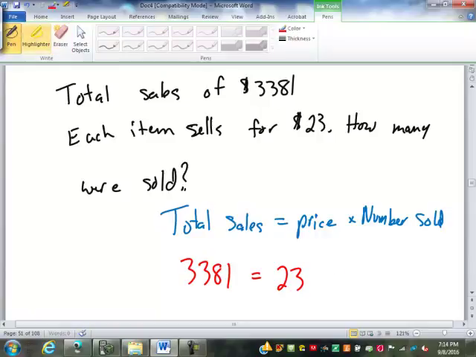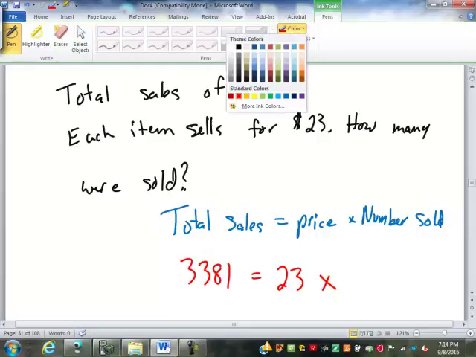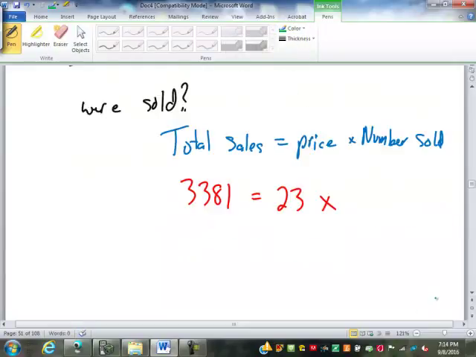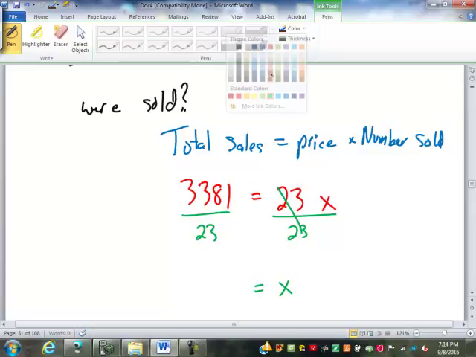So it's 23 times x. So we're solving for the number sold, or for x here. This is a relatively simple formula. What do we have to do? Divide by 23. 3,381 divided by 23 is 147.